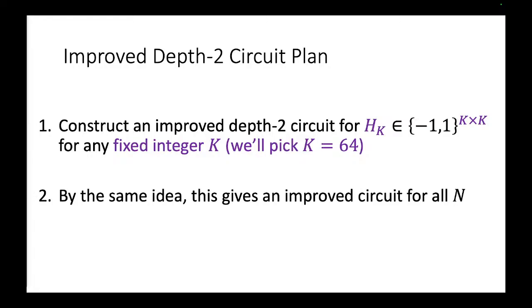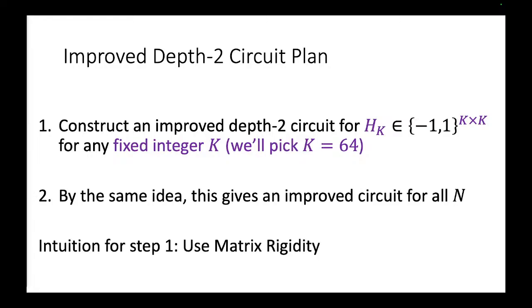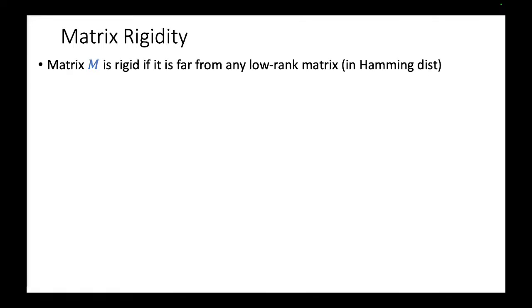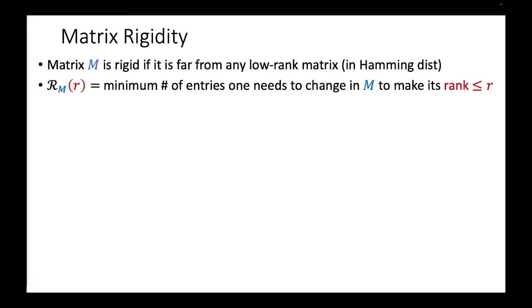The idea now comes to the other part of the title of my talk, which is we're going to use matrix rigidity or matrix non-rigidity. What is this? We say a matrix is rigid if it's far from any low-rank matrix in Hamming distance. So not only is it a high-rank matrix, but you have to change a lot of its entries before it becomes a low-rank matrix. There are, of course, some parameters here.